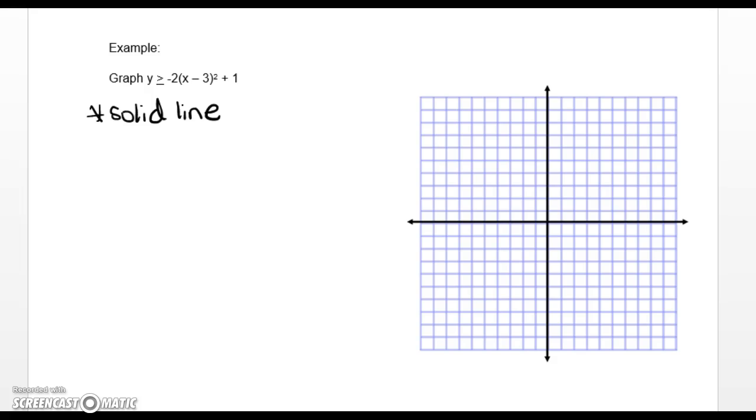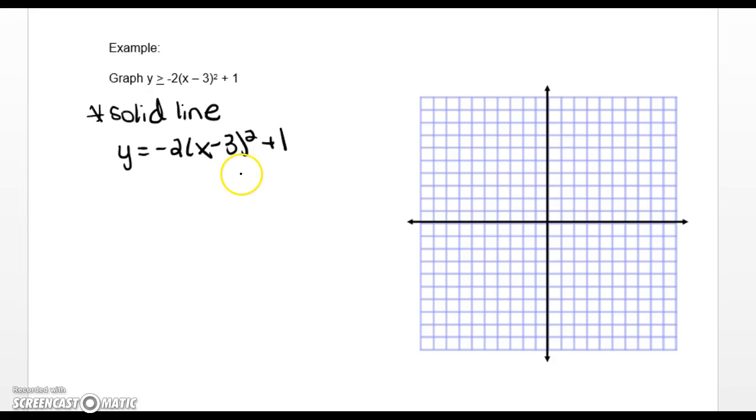Then our next step is we're going to write this inequality as an equation. So here we have y is equal to -2 times (x minus 3) squared plus 1. So we're literally just going to replace this inequality with an equal sign. Then what we're going to do is graph this y is equal to -2 times (x minus 3) squared plus 1. And because this one is a quadratic, the first thing that we need to identify when we're doing our table of values is that vertex.